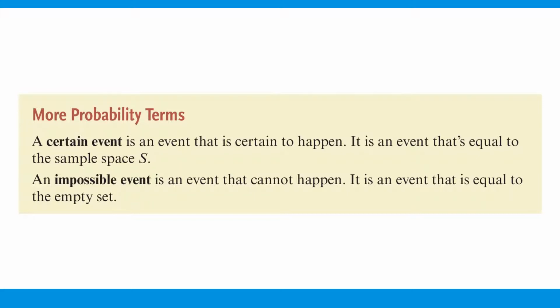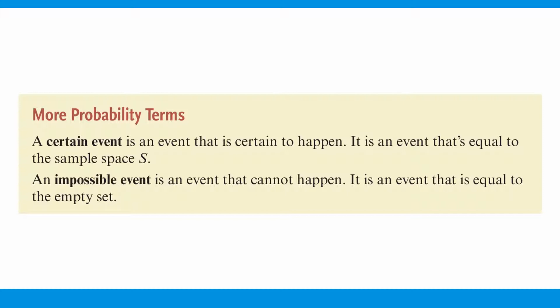A couple of more probability terms that you have to know. A certain event is an event that is certain to happen. So it's something that is 100% of the time always going to happen. It is an event that's equal to the sample space S.